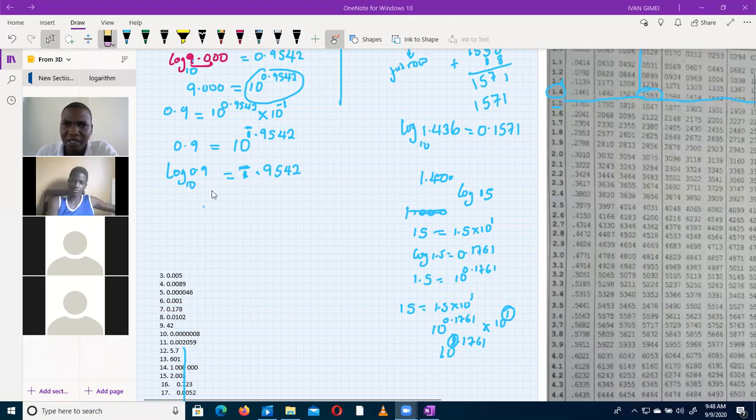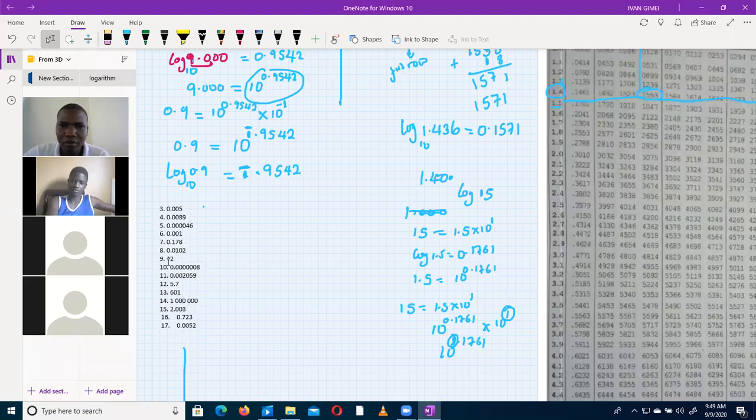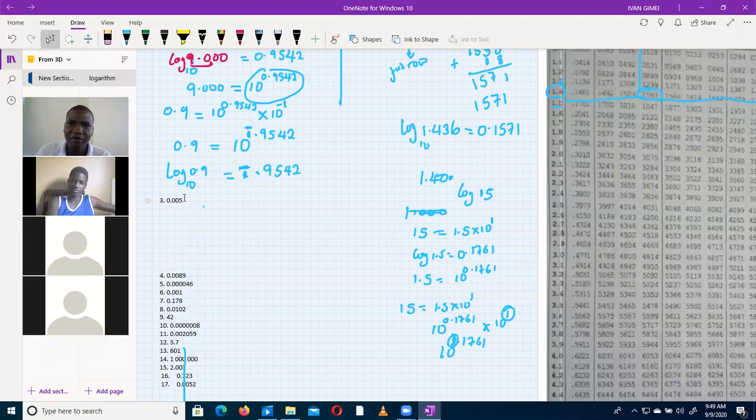So at this point, I've found the logarithm of 0.9, and it is the same as 1 bar .9542. That's how we write it, or bar 1 .9542. Let's now move on to another one. The other one is 0.005. How do you find the logarithm of that?